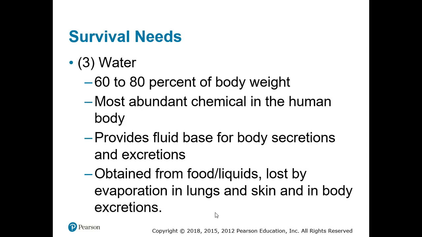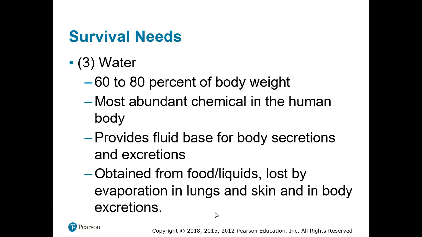The third survival need is water. You're often told that you need to make sure you're taking in water. You don't want to become dehydrated. Honestly, you should rather have water than food. You'll die first from lack of water than from starvation. About 60 to 80% of your body weight is water. It is actually the most abundant chemical in the human body.